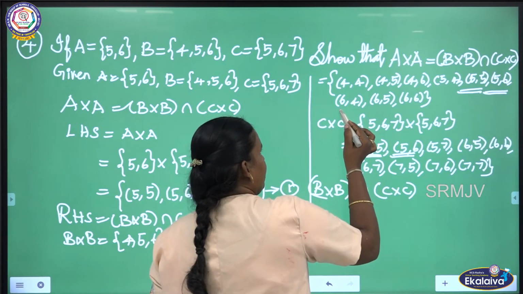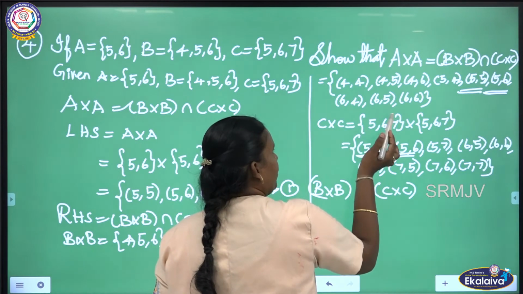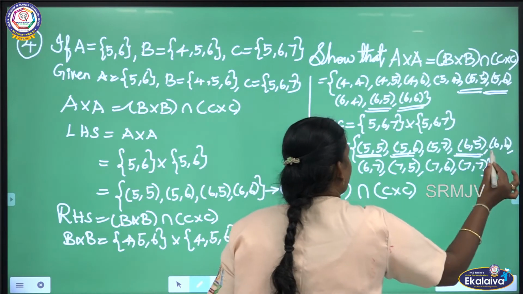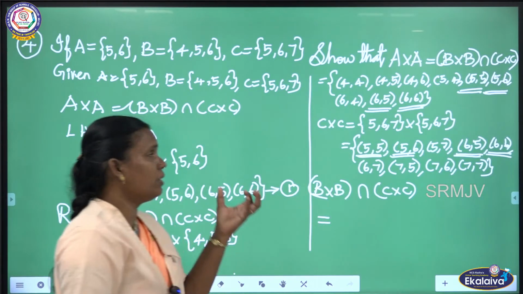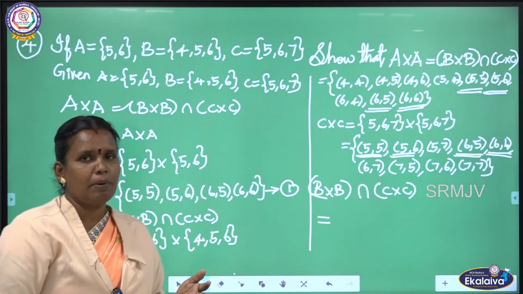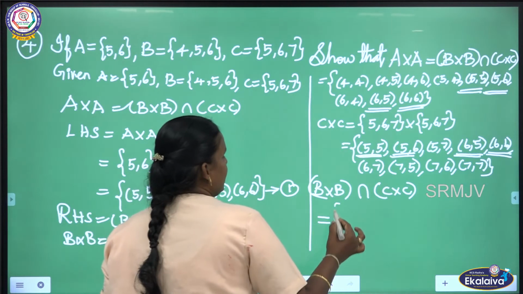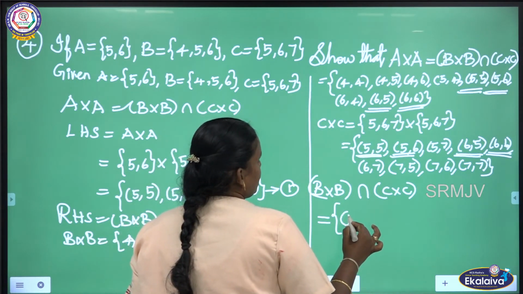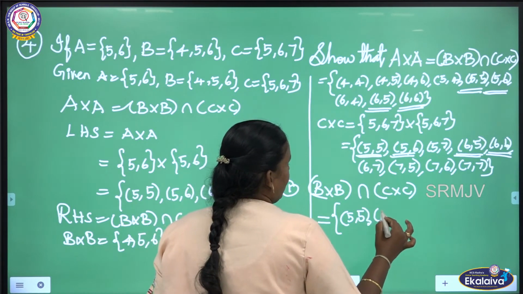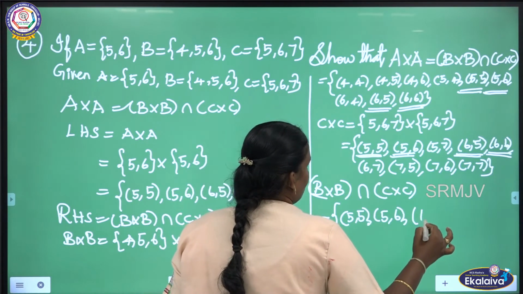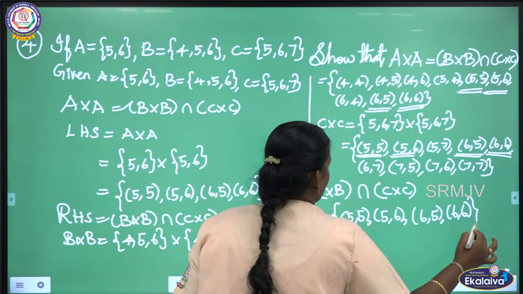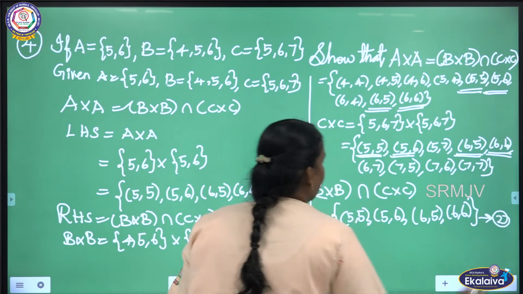Then I compare with the next pair. 6, 4 we don't have, but 6, 5 we have. 6, 6 also we have. So by observing these two cross products, we get 4 ordered pairs common to both. So we write B cross B intersection C cross C as 5, 5, 5, 6, 6, 5 and 6, 6. Mention this as equation number 2.